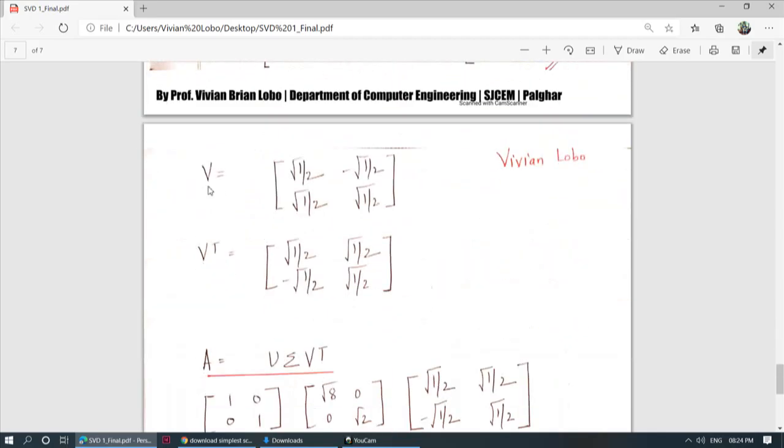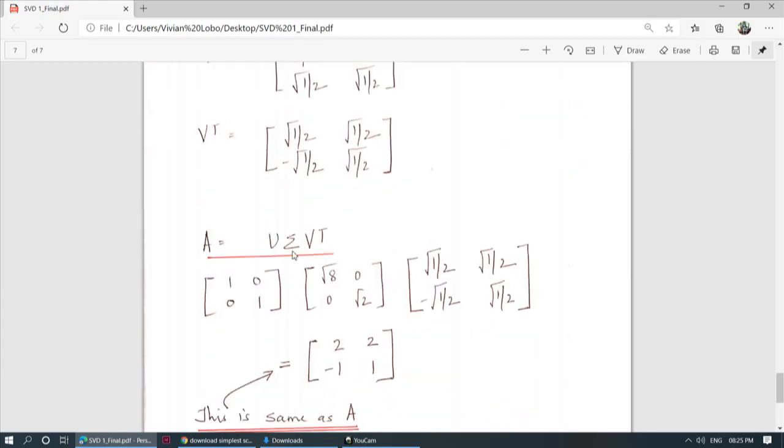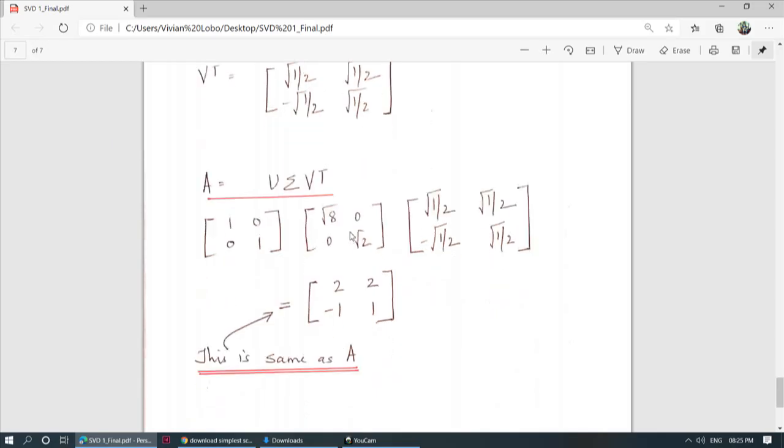And now V is nothing but eigenvector V1, eigenvector V2. But we need to find out the transpose. So we perform matrix transpose. So A is U summation V transpose. We have obtained all these three components or elements. So on performing matrix multiplication, you get this particular answer.